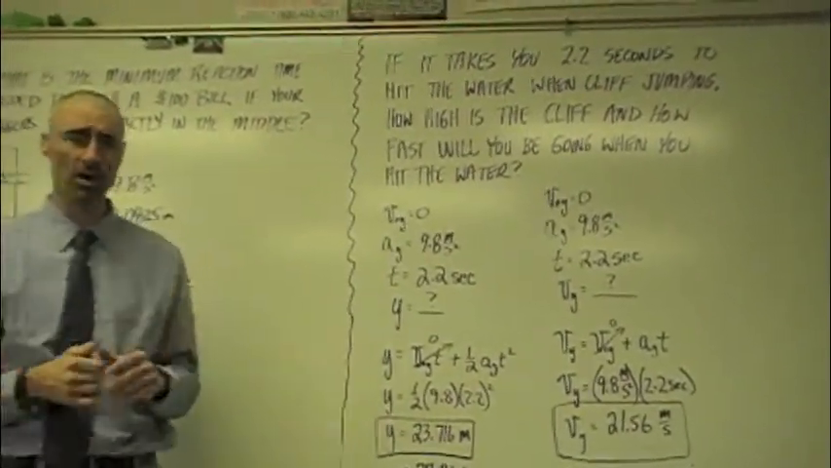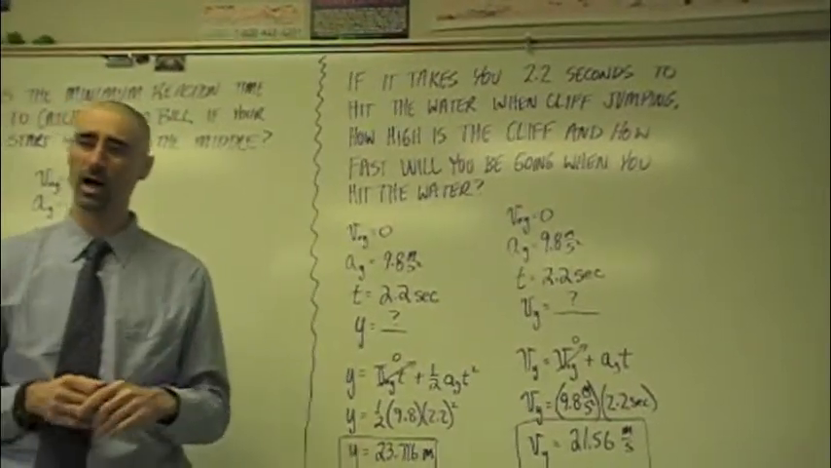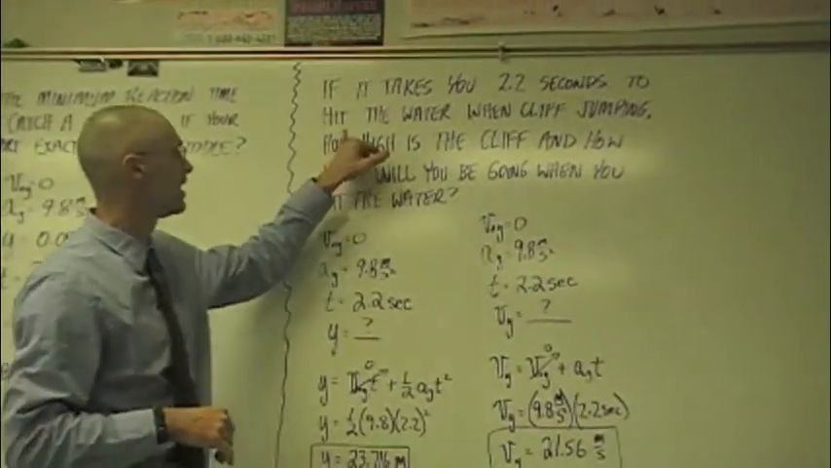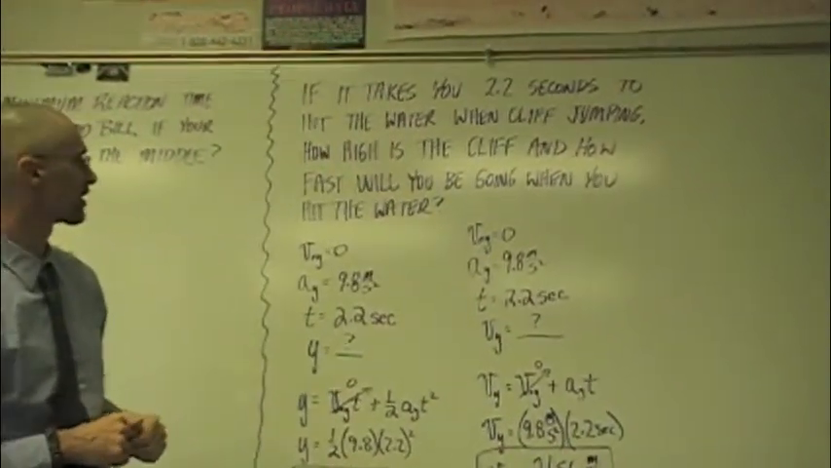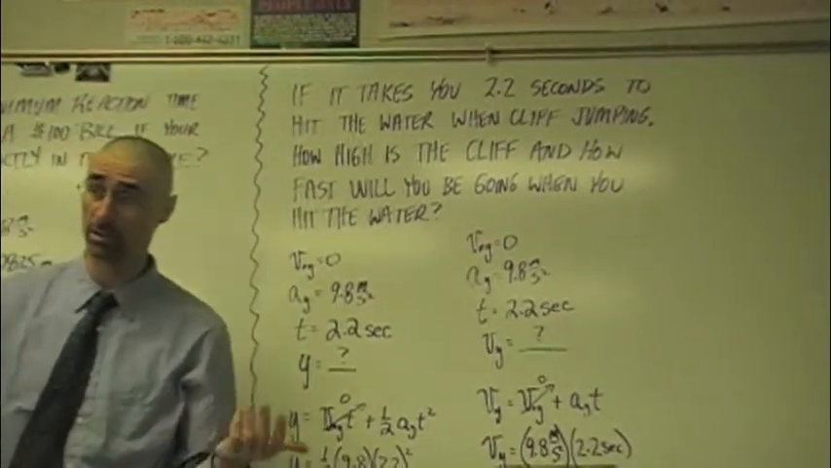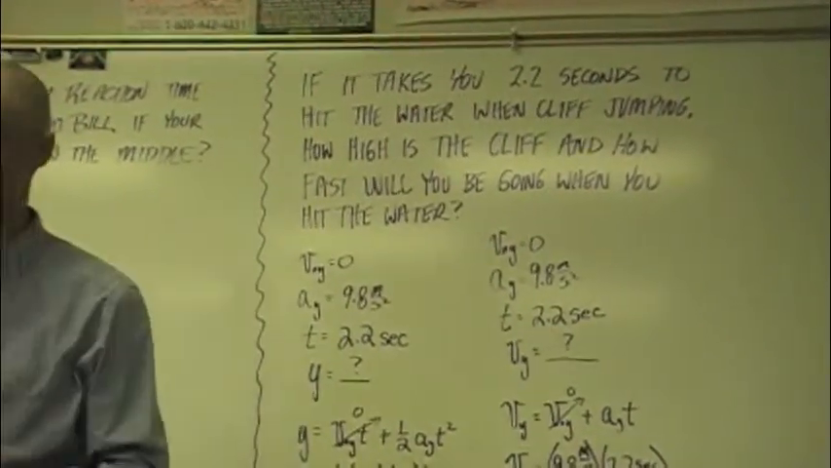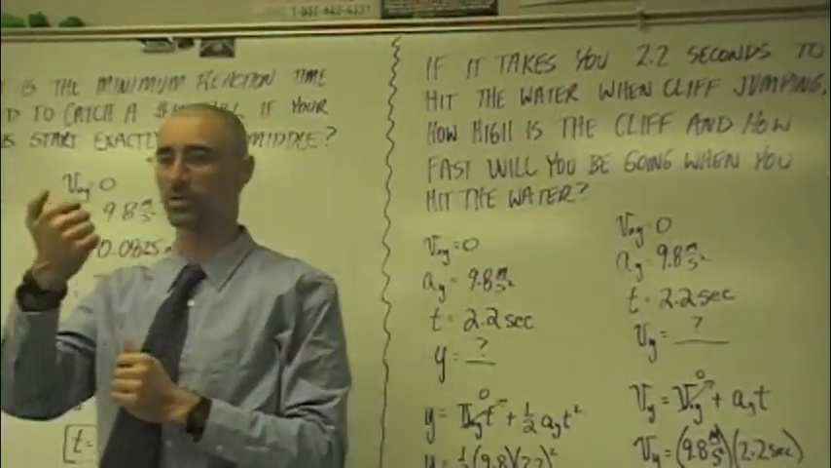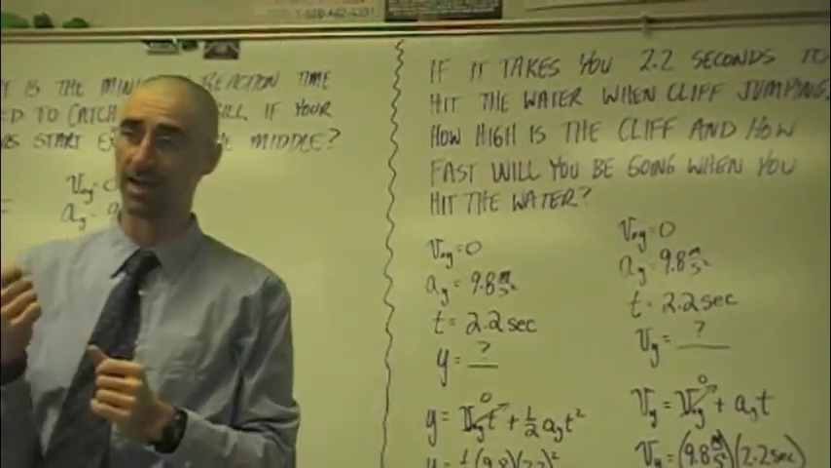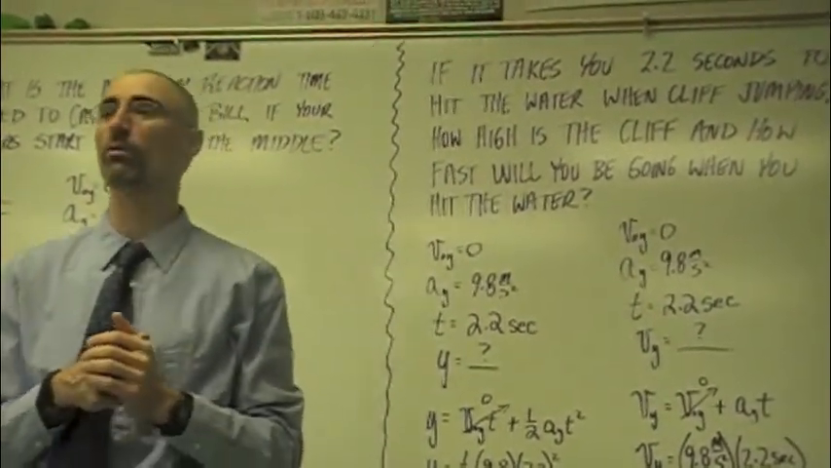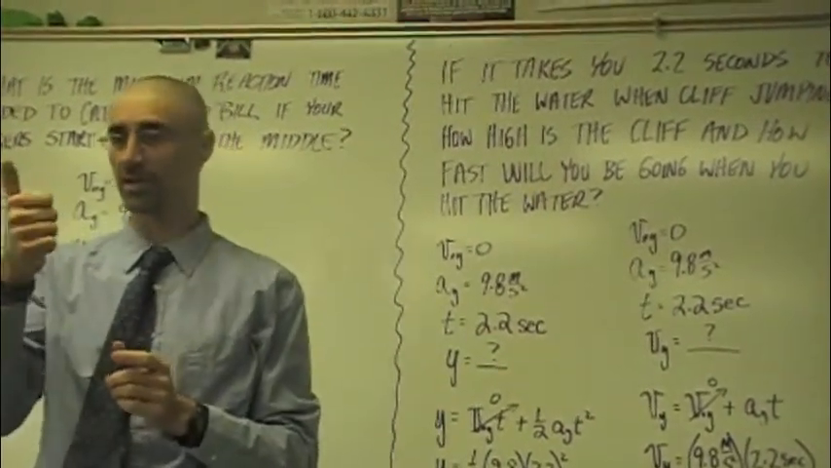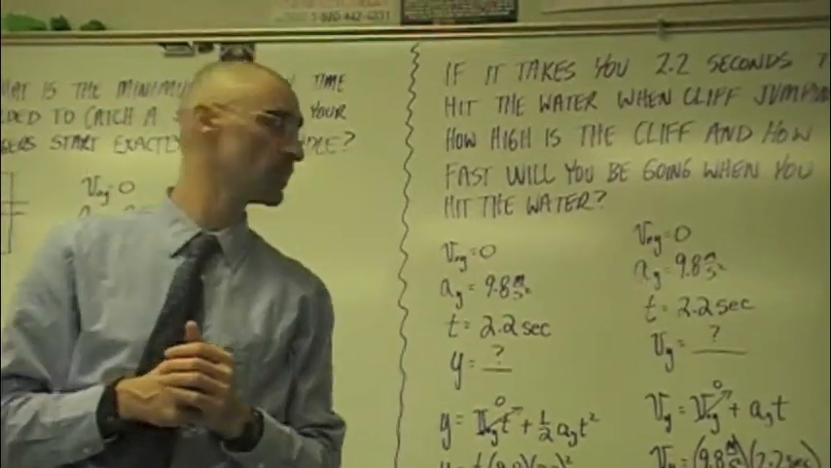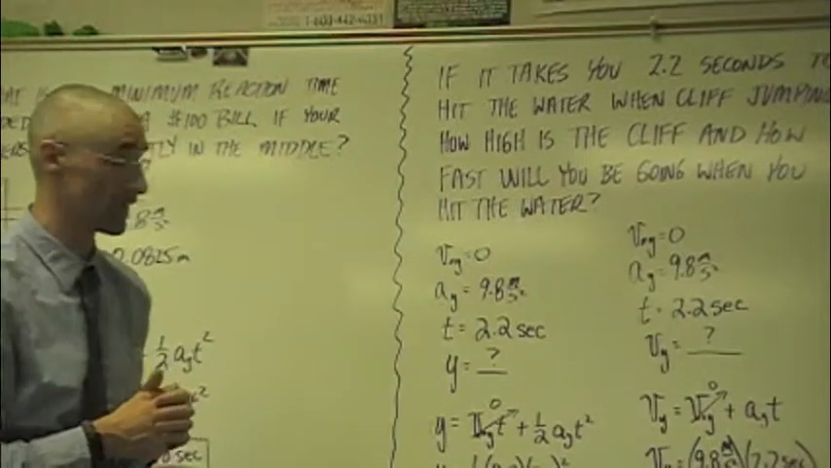Cliff jumping: something that most people like to do, especially when there's water below you. It takes you about 2.2 seconds to hit the water when cliff jumping. How high is the cliff, and how fast will you be going when you hit the water? Super important questions. One of the things we've known is that human error is pretty prevalent when you're timing those things. You're probably going to click the thing too fast, which will basically underestimate the height of the cliff and your speed.